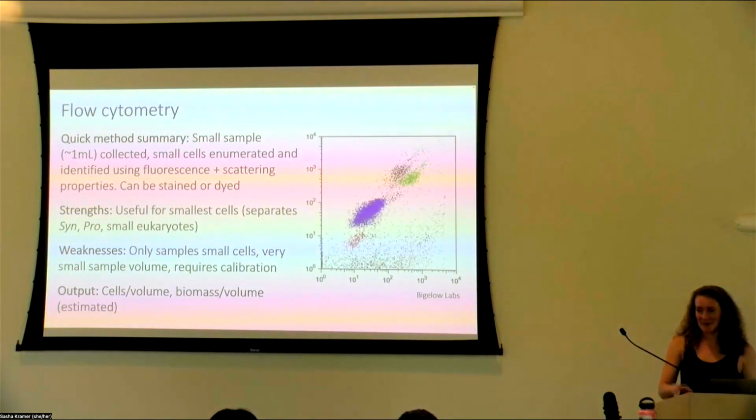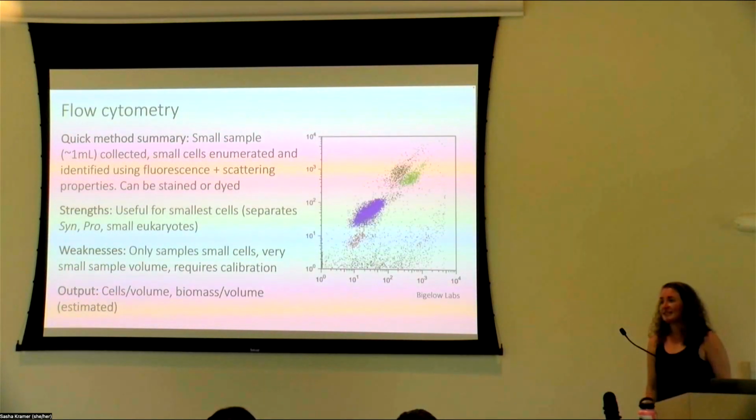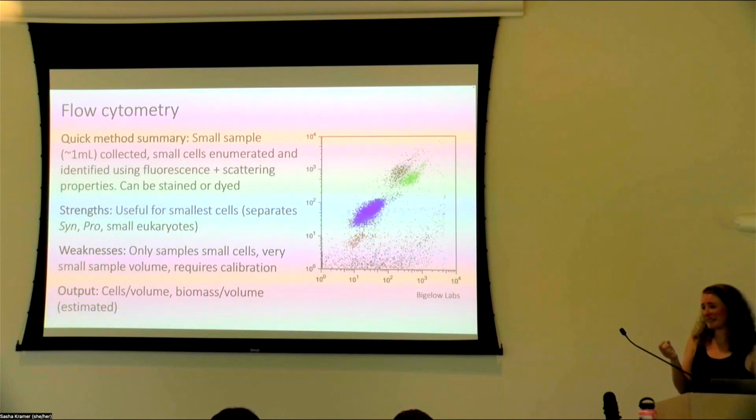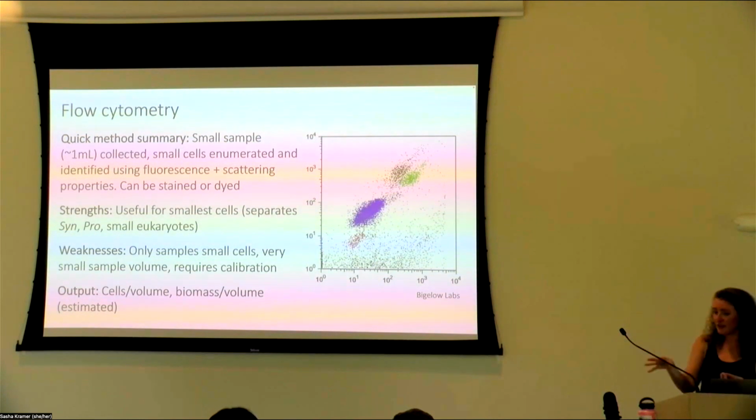All right, we're going to move on now to flow cytometry. Flow cytometry, again, you're taking a really small sample volume, around 1 milliliter. So if you think about, that's a really, really small amount of water. And the water can either be preserved and run later, or it can be run immediately on a flow cytometer. But what this is doing is it's counting and giving you both fluorescence and scattering information about individual cells. So the cells are directed down this flow cell that, like the IFCB, sees one cell at a time. It gets scattering and fluorescence information.